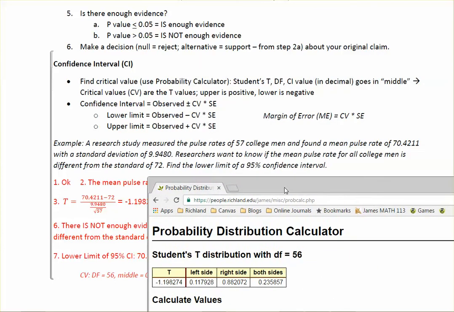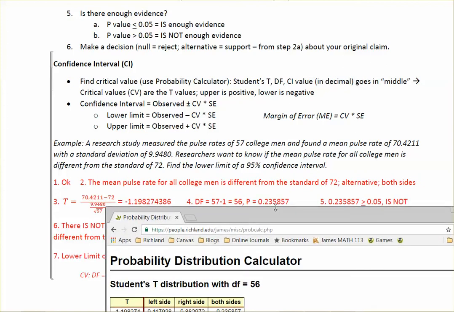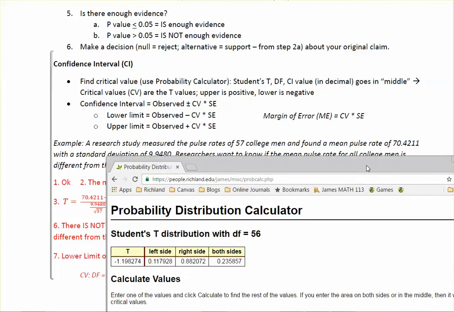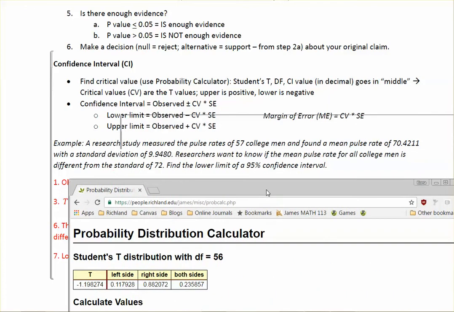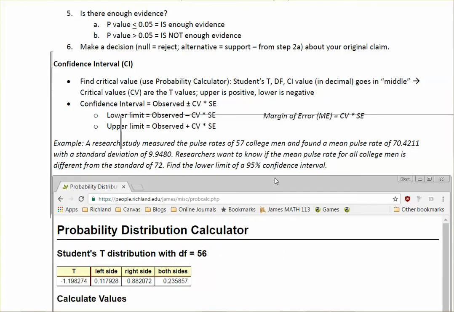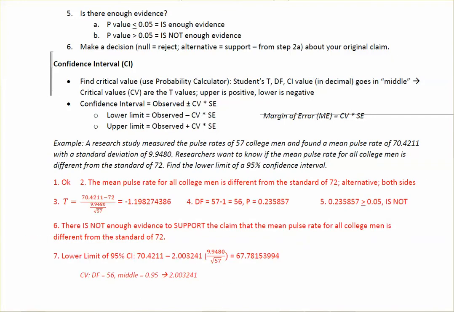So we have the left side, right side, and both sides, and what we need to figure out is which p-value we're using. To determine that, we go back to the alternative, which was both sides, and we determined that because it's different. So because it's different, that's a both sides. So when we look at left side, right side, both sides, we're going to go with both sides because of what our hypothesis was. So in this case, our p is 0.235857. Okay, so put it over here.